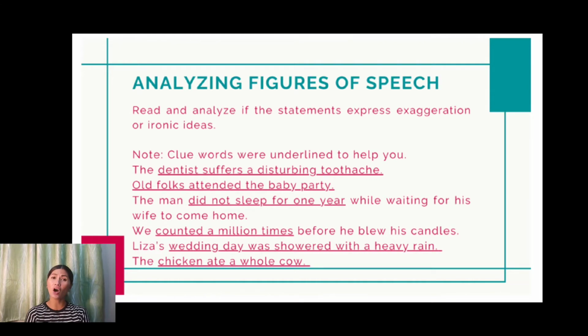The chicken ate a whole cow. This one is an explicit statement of hyperbole. So it's very easy to identify a hyperbole from irony. Hyperbole is an exaggeration or overstatement. Irony is an opposite or contrast.